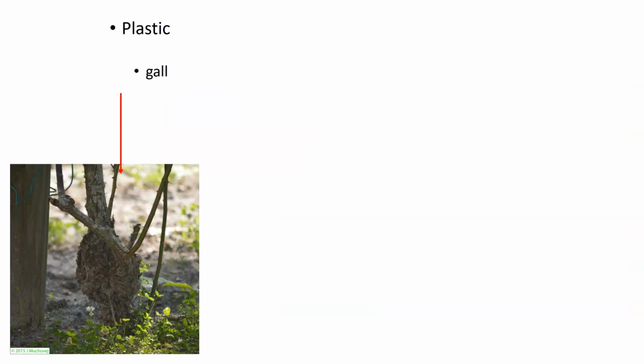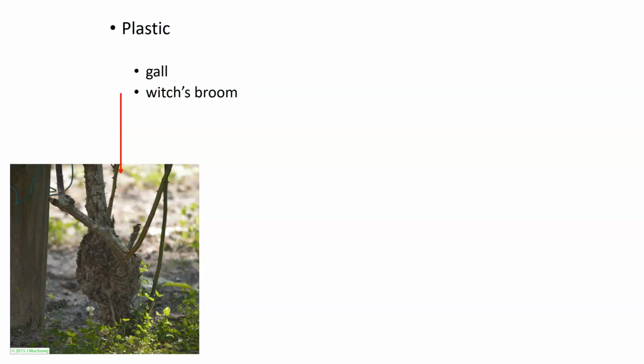Another type of plastic symptom is called a gall. And a gall is basically where we get a thickening of tissue and we get a lot of growth of tissue material in here. And this is a gall on rose, and you can see that it is quite massive at the base where the gall is occurring.